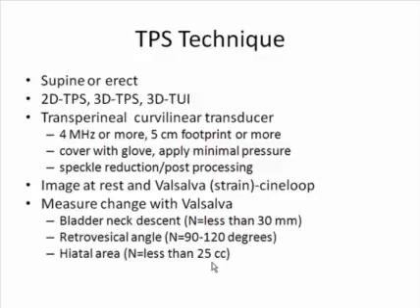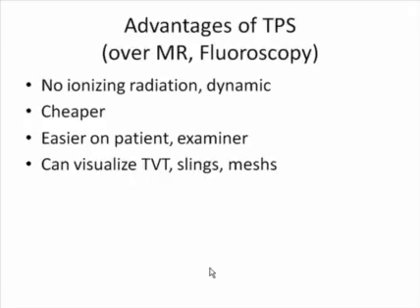We use 4 to 5 megahertz. We want at least a 5 centimeter footprint for looking at the entire perineum. Post-processing can be done with speckle reduction and color processing. We image at rest and Valsalva, we cine loop, and we can measure, as I mentioned, the following things: bladder neck descent, retrovesical angle, hiatal area.